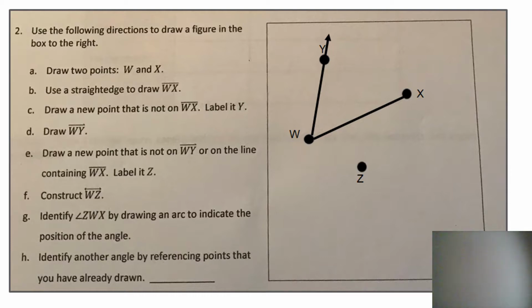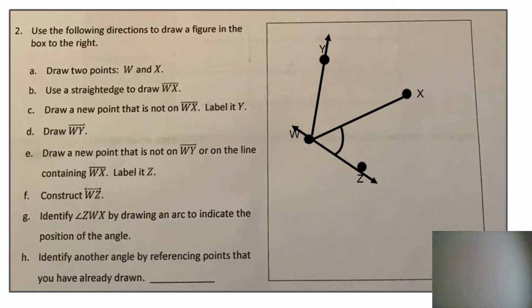E, draw a new point that's not on ray WY or on the line segment WX. And you're going to label it Z. Construct line WZ. So it has 2 arrows, goes on forever in both directions, so it goes through W and through Z.